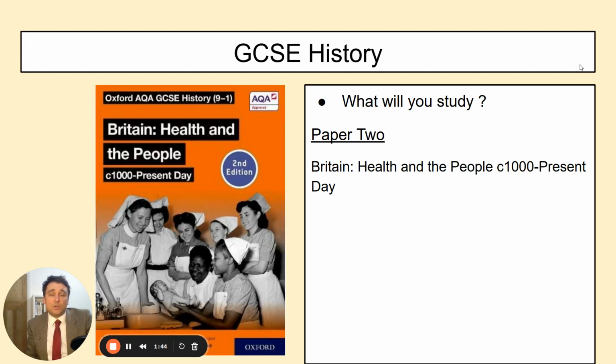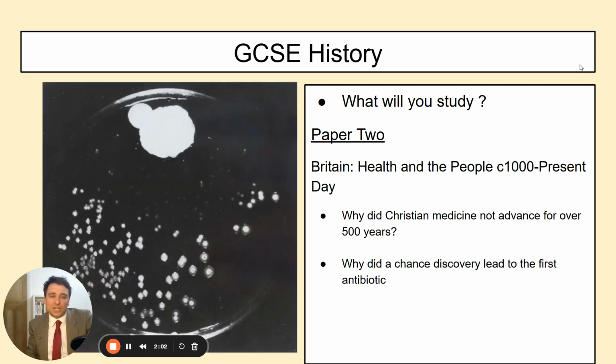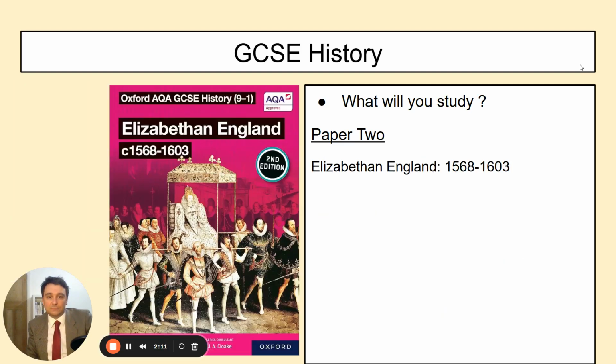And then paper 2, you'll look at the following topics. The first one is a thematic study covering 1,000 years of health. So it's Britain, health and the people from the year 1000 to the present day. And you'll look at questions such as, why did Christian medicine not advance for over 500 years? Why did a chance discovery lead to the first antibiotic being discovered? And even in the present day, why does the NHS face struggles?